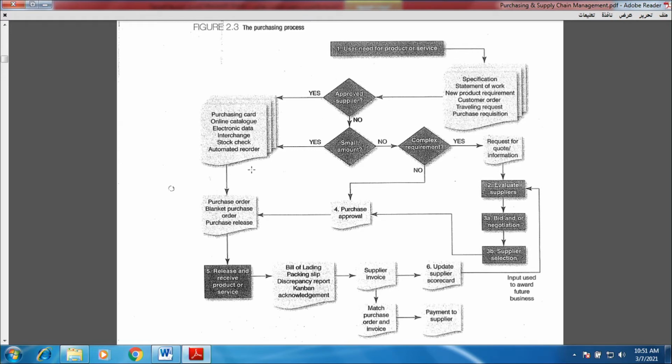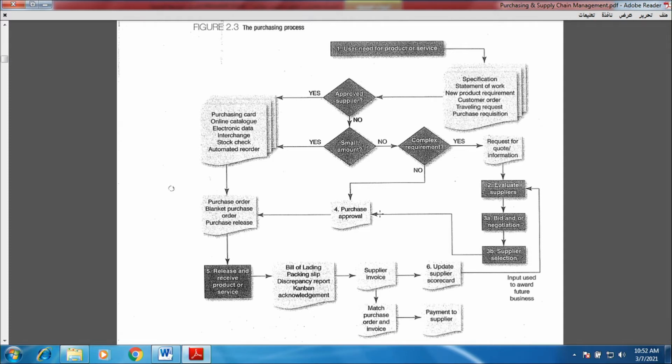Wait for this stage, wait for these documents, because we want to go through the long process until we reach it. So if there is no approved supplier and the amount of money is not small, it's a very big one, I'm asking a third question. Is the requirement you are looking for complex or simple? If it's simple, anybody can understand it, carefully find it and purchase it. So you can also go to stage number 4, which is approving purchase, or purchase approval.